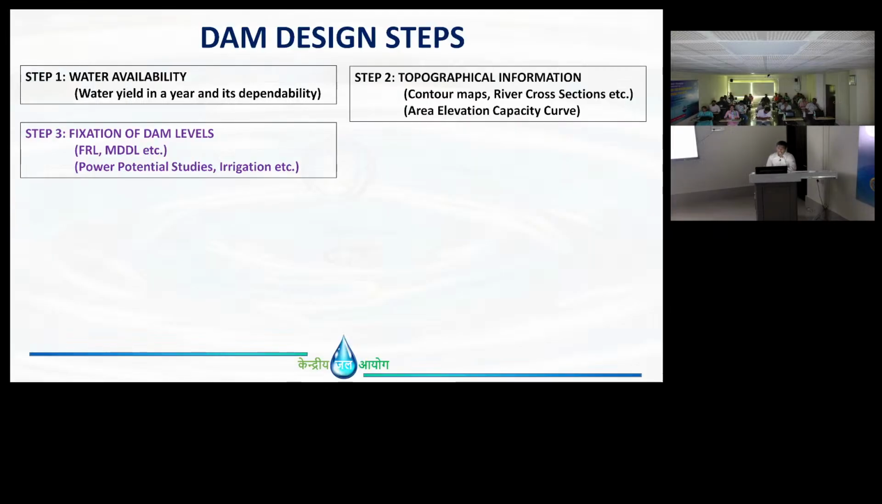So power potential studies is nothing but just to find out the capacity of the hydro plant. Whenever you go to any hydro project, you have seen, right, the capacity of that hydro project is 100 megawatt, 200 megawatt, some projects may be 1000 megawatts. So how do they fix it? They fix it based on the power potential studies.